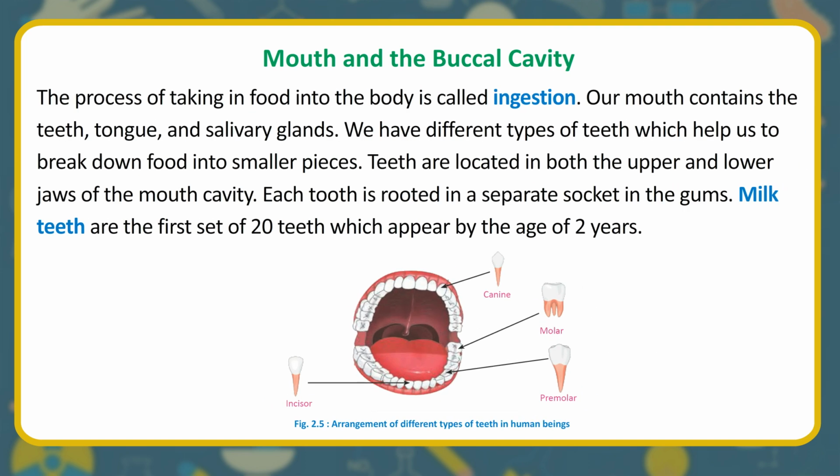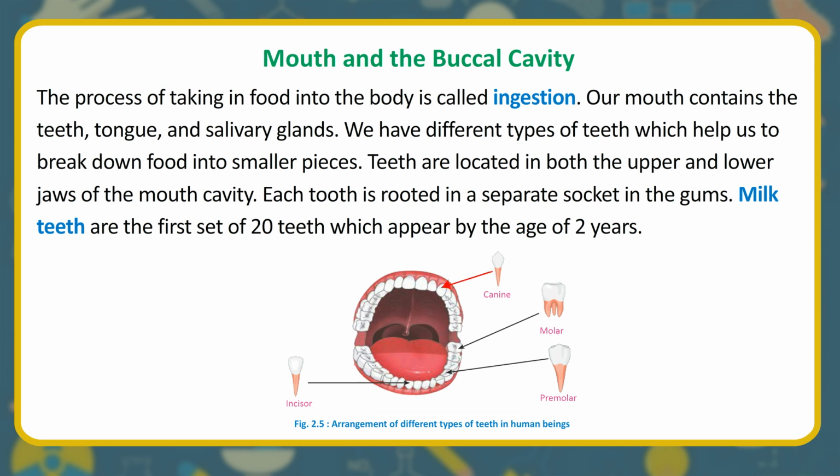Mouth and the buccal cavity. The process of taking in food into the body is called ingestion. Our mouth contains the teeth, tongue, and salivary glands. We have different types of teeth which help us to break down food into smaller pieces. Incisor, premolar, molar, canine. Teeth are located in both the upper and lower jaws of the mouth cavity.